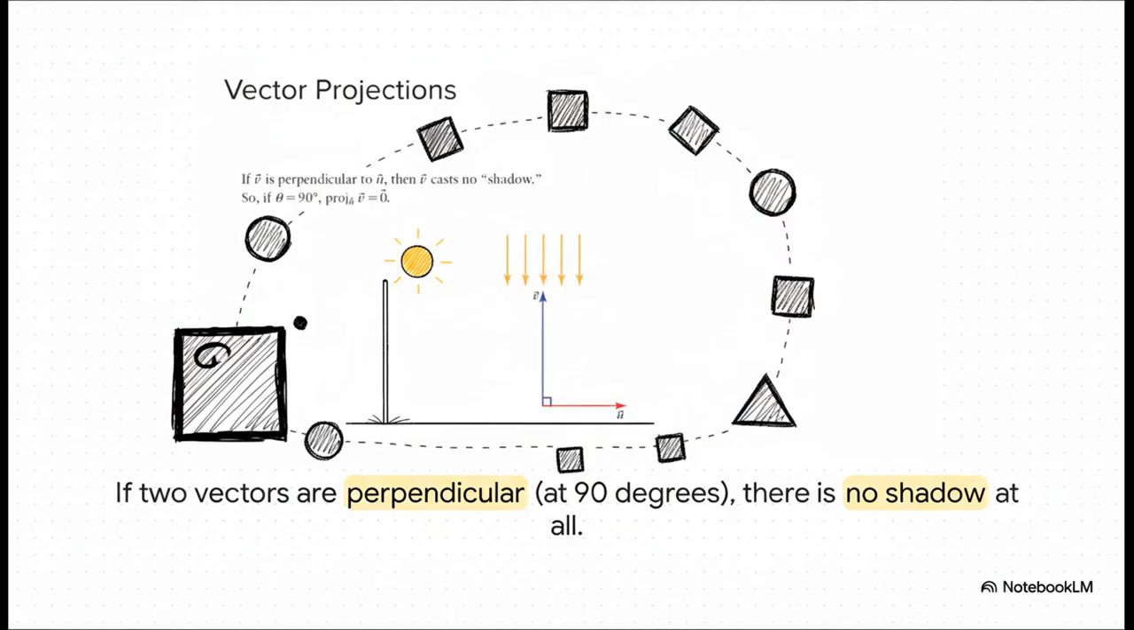And this brings us to the most critical case of all. What if the two vectors are perfectly perpendicular, at exactly 90 degrees to each other? Well, then one vector casts no shadow at all on the other one. It's like trying to see a flagpole's shadow at high noon. It's just a dot. The dot product is exactly 0. And this is a huge deal. If you ever need to know if two vectors are at right angles, you just check if their dot product is 0. It's the ultimate test.